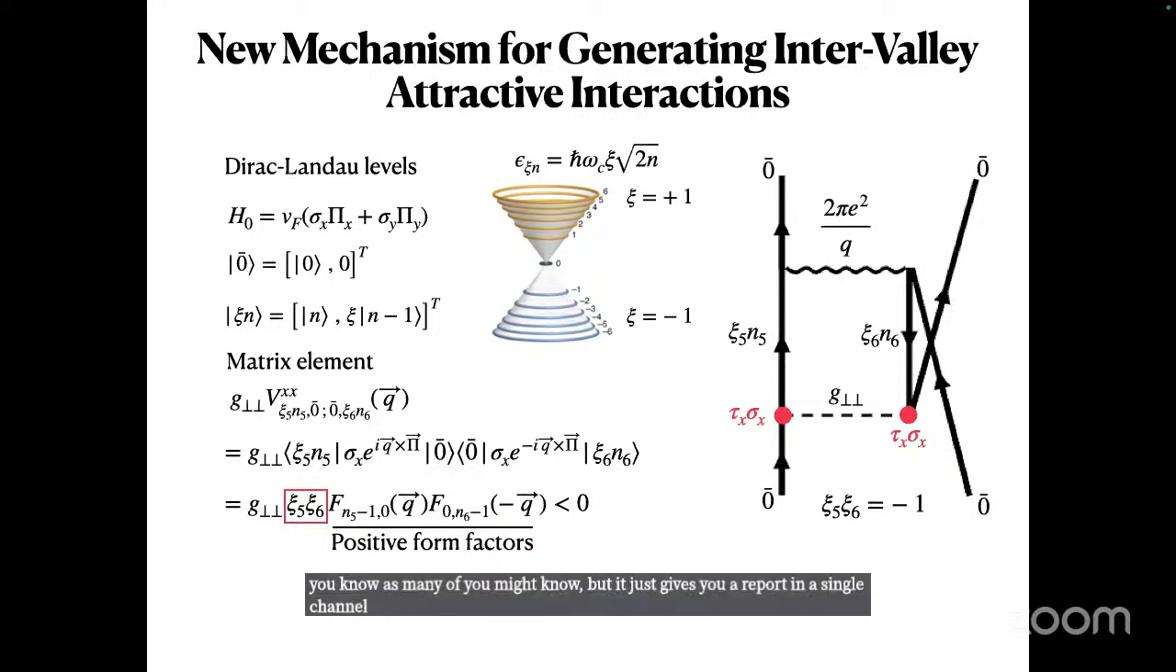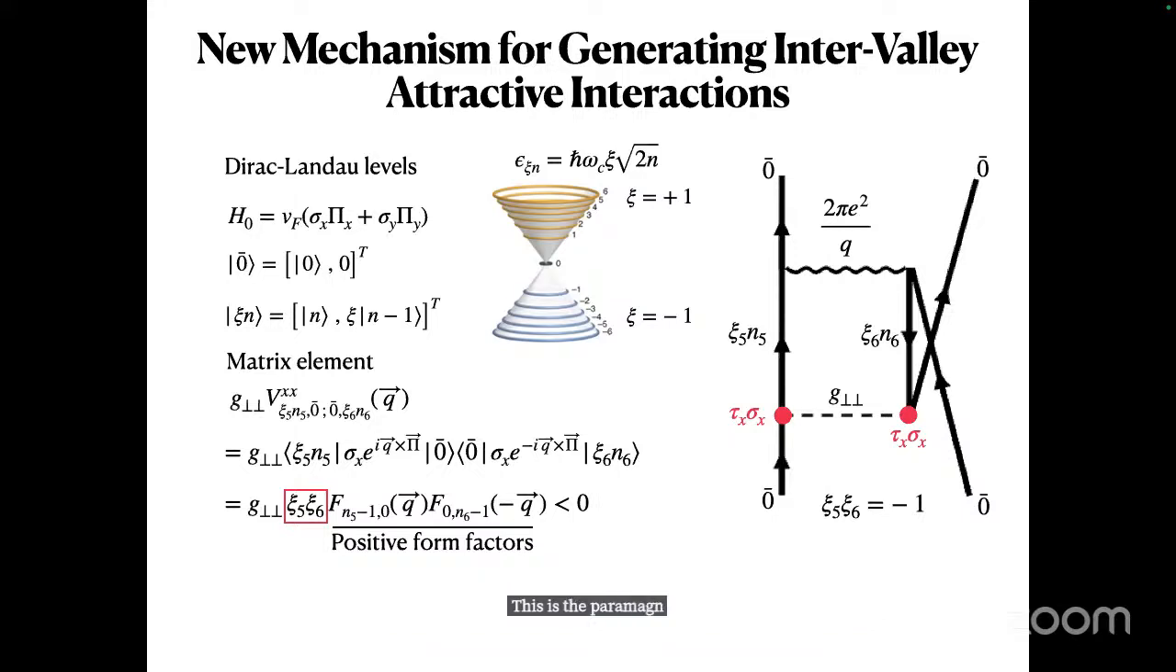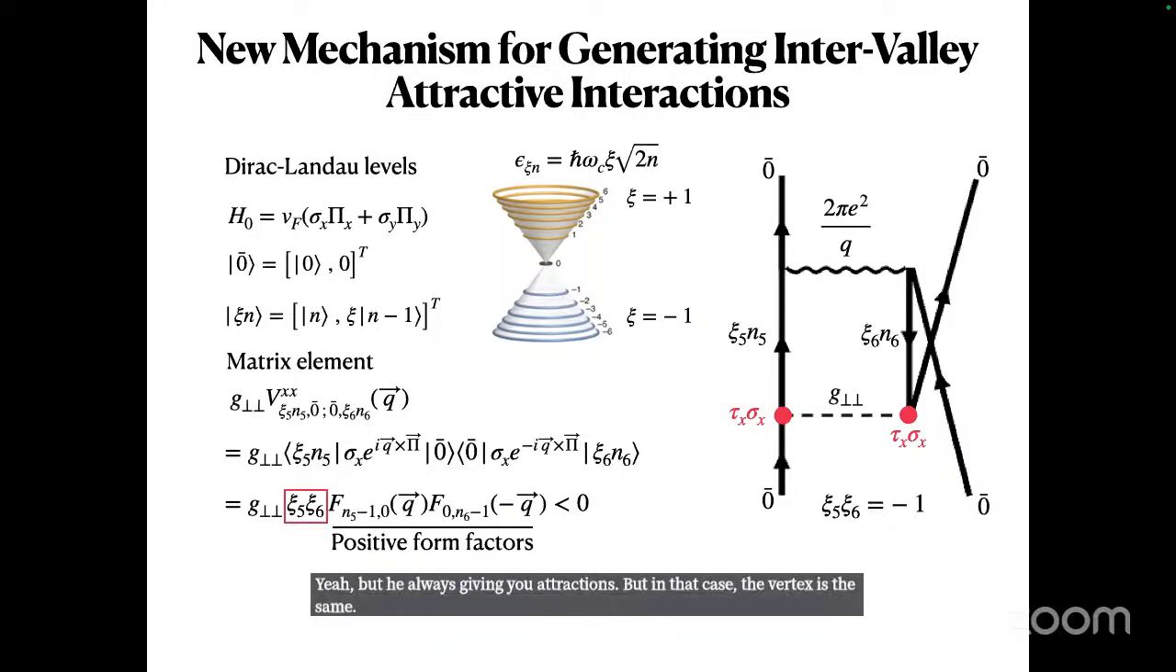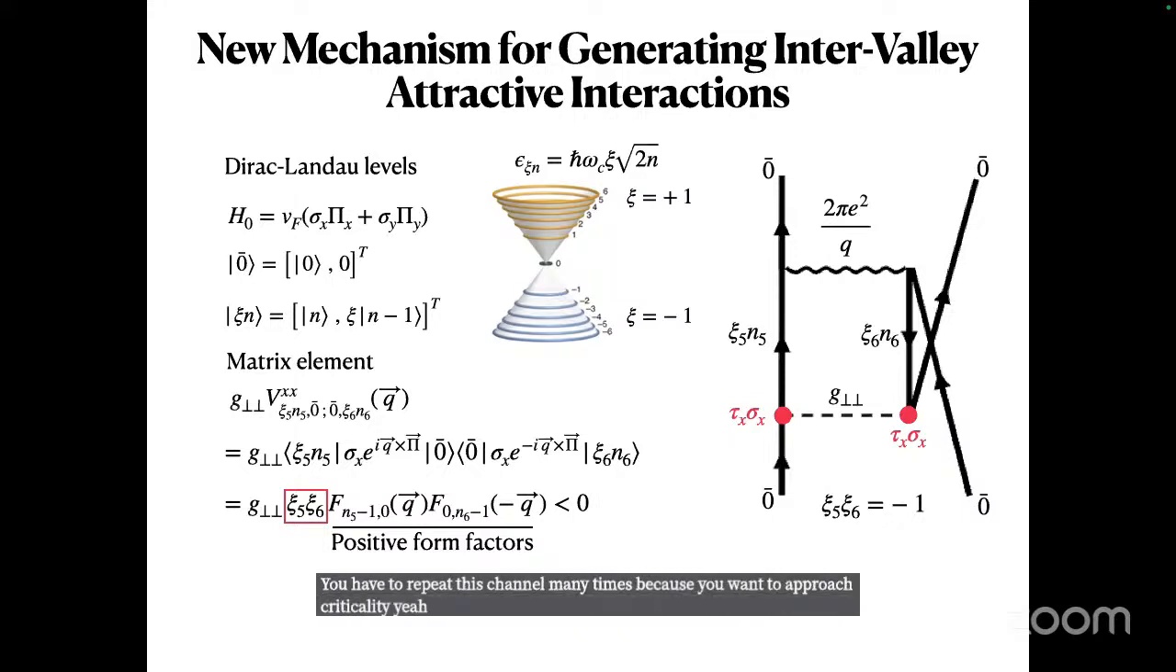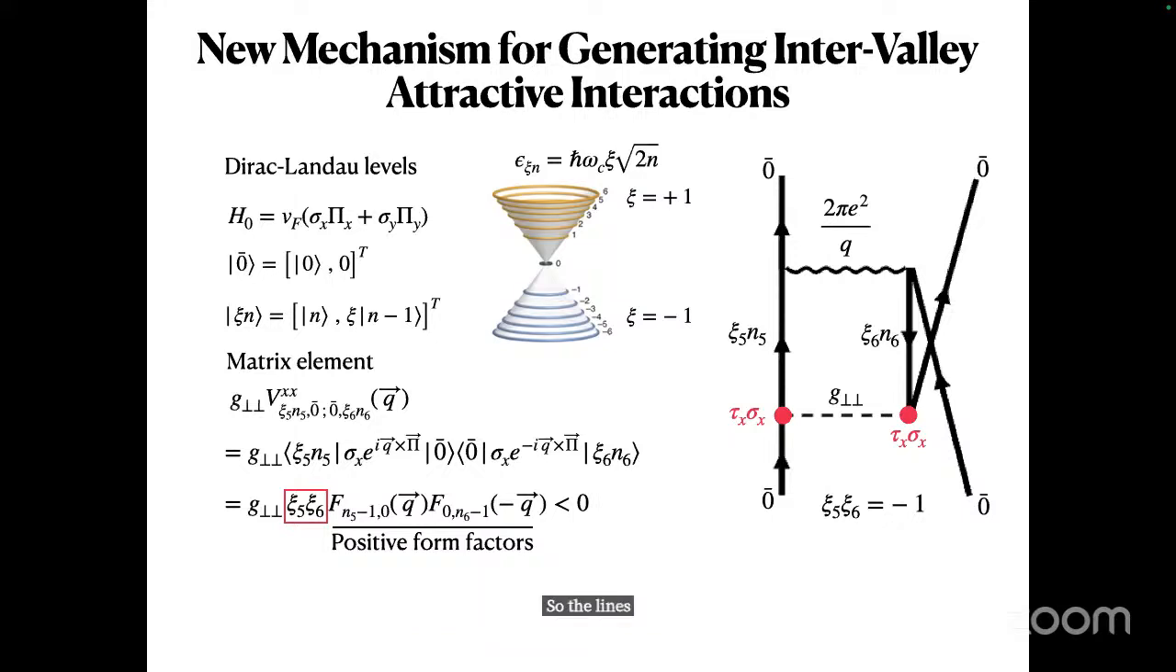This is the paramagnon model. If you approach the ferromagnetic critical point, then the singular repulsion becomes very strong. But here it's giving you attractions. In that case, the vertex is the same. You have to repeat this channel many times because you want to approach criticality. So the lines of interaction are the same, not different. They only have long range Coulomb.